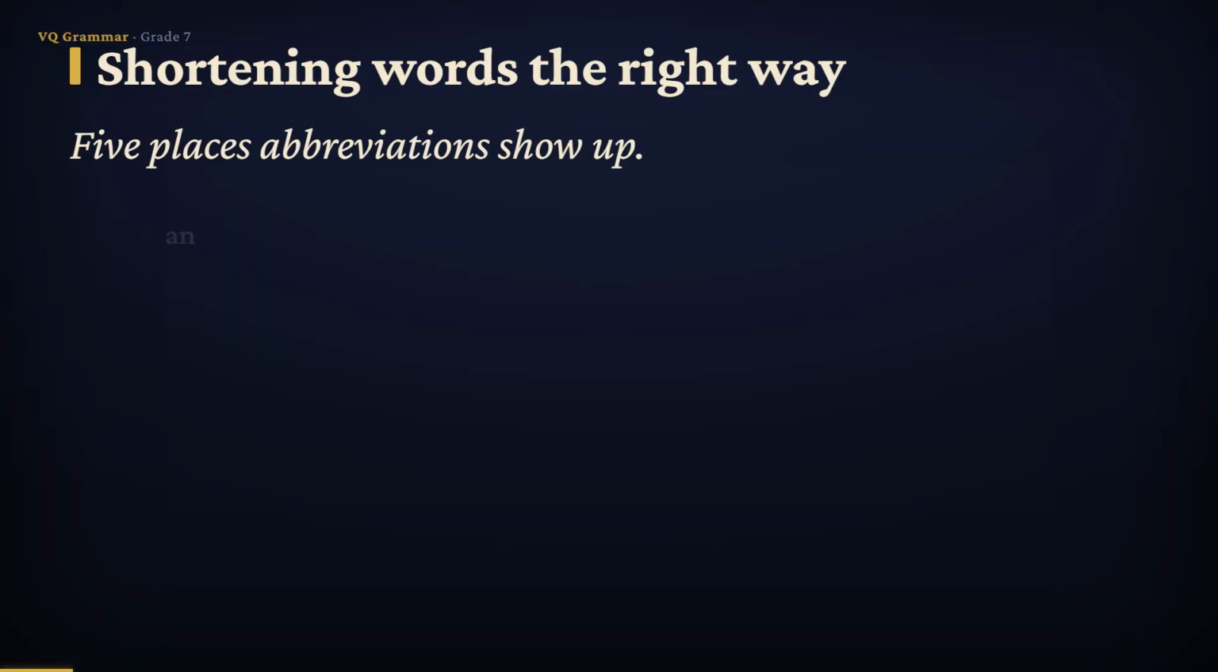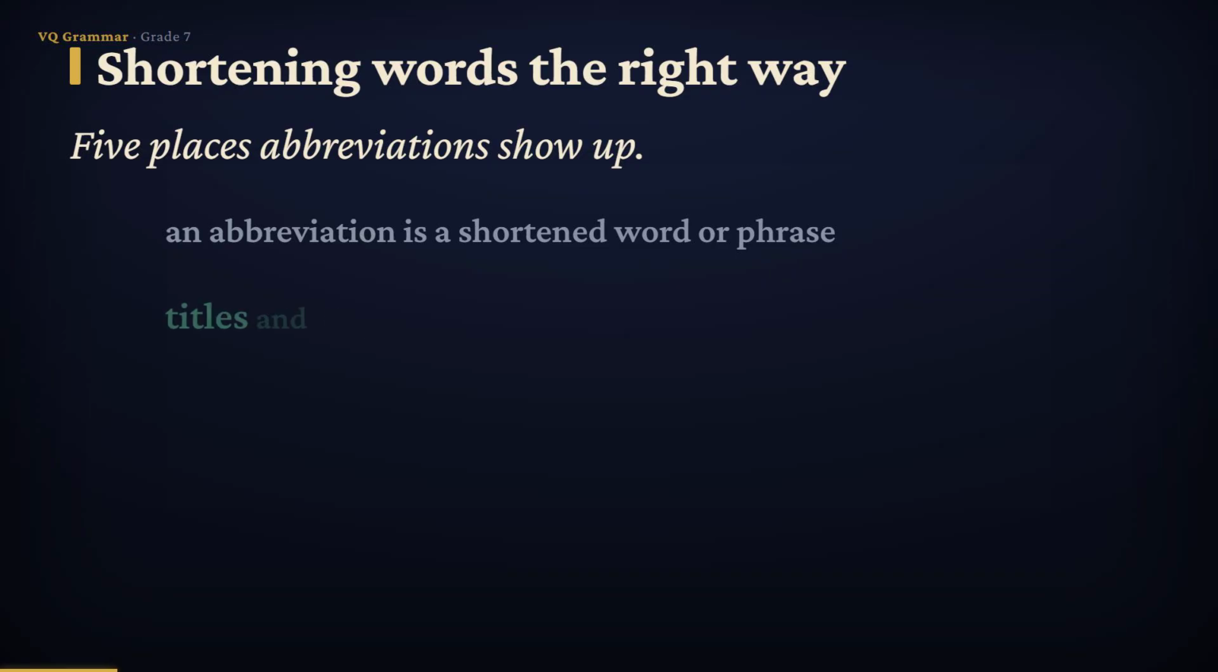Let's get started. Before we dive in, here's our map for today's lesson on abbreviations. An abbreviation is a shortened word or phrase, and because Unit 12 is our punctuation unit, we'll pay close attention to which short forms need a period and which don't. 5 situations come up again and again. First, titles and degrees beside a name, like doctor or junior.